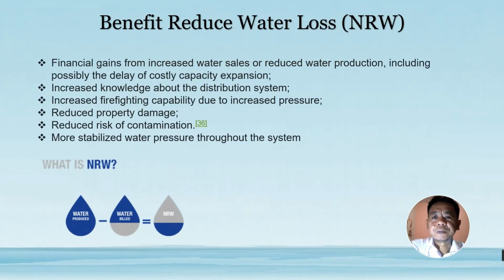What is the benefit of reducing water loss for this business? First is financial gains from increased water sales or reduced water production, including possibly the delay of costly capacity expansions. Second, increased knowledge about the distribution system. Third, increased firefighting capability due to increased pressure. And fourth, reduced property damage.